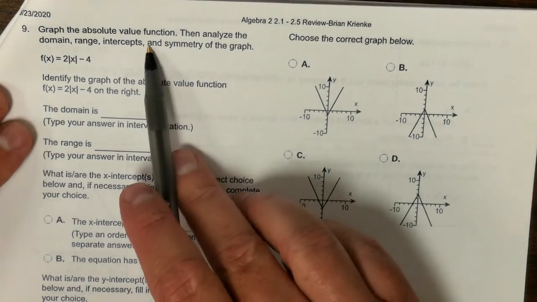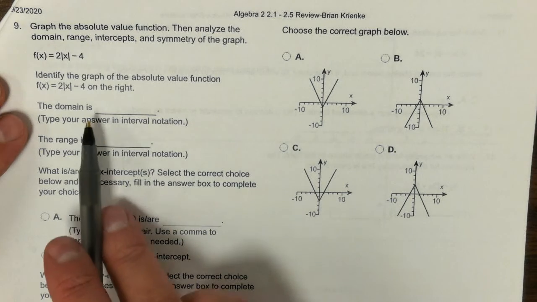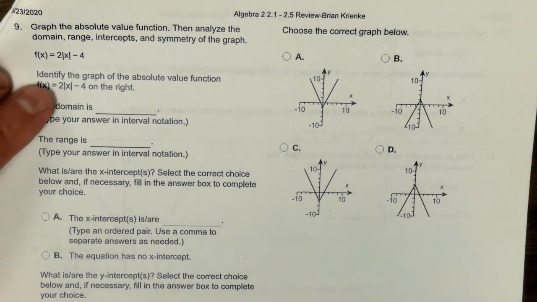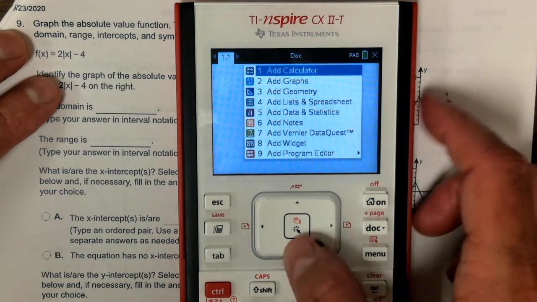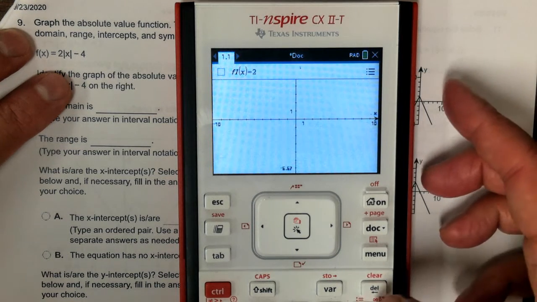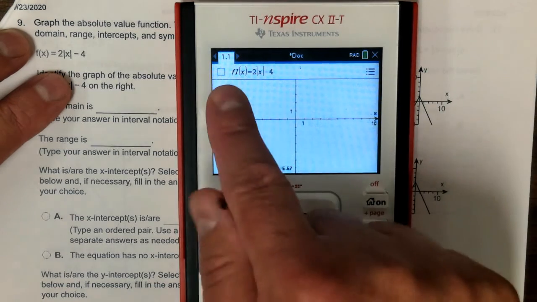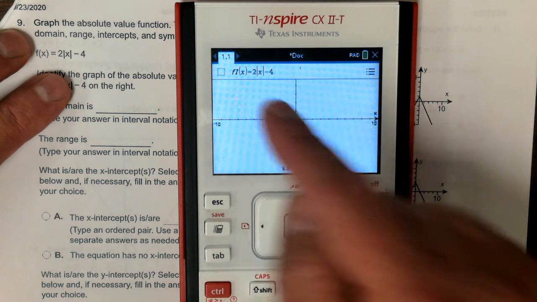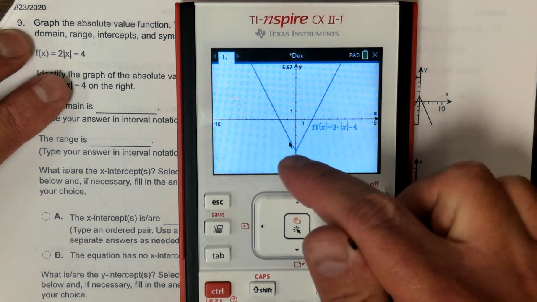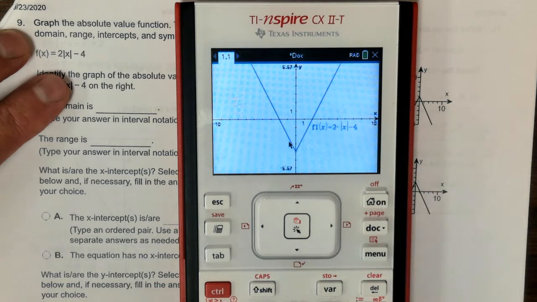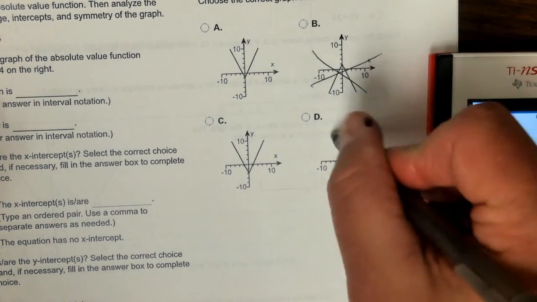Okay, on number 9, graph the absolute value function, then analyze the domain, range, intercepts, and symmetry. So the first thing is we want to choose the correct graph. So we have 2 times the absolute value of x minus 4. And that 2 is going to be a vertical stretch, and that minus 4 is going to bring us down 4. So we now have a slope of 2, go up 2, right 1 repeatedly. So it's not the downwards ones.